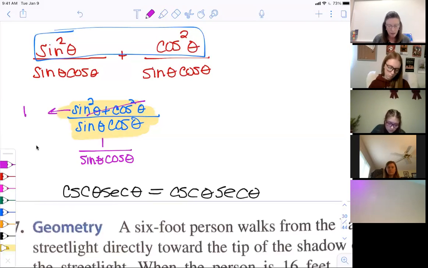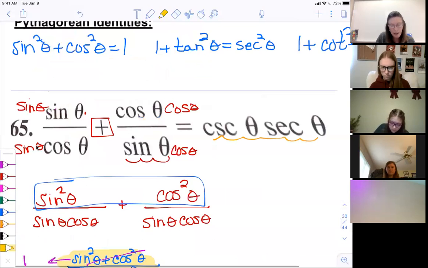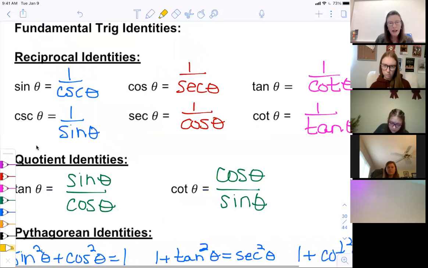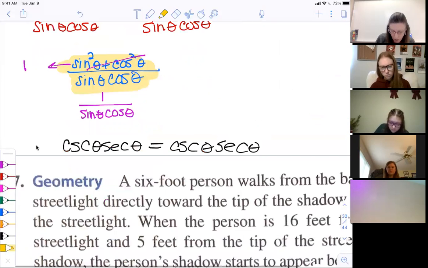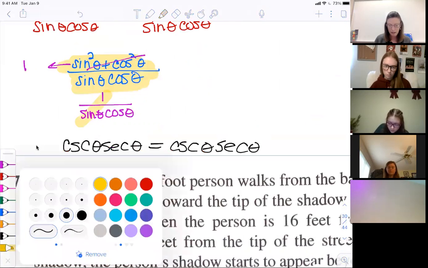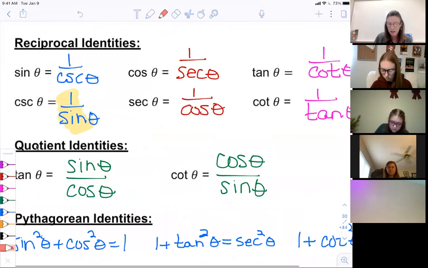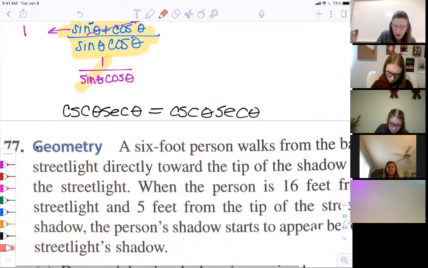So the last part here that we have to work with is we have 1 divided by sine times cosine. Well, if I go back to my identities at the top, I have an identity that says 1 divided by sine is equal to cosecant. Well, I have 1 divided by sine. So that is the cosecant. And then there's another identity that says 1 divided by cosine is the secant. Well, I also have 1 divided by cosine.